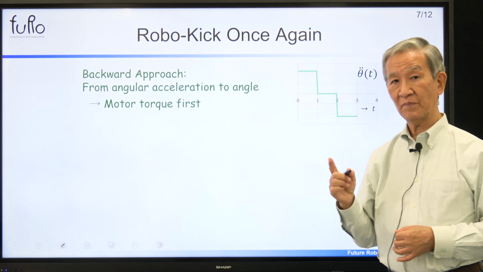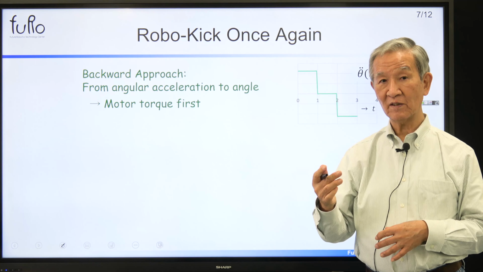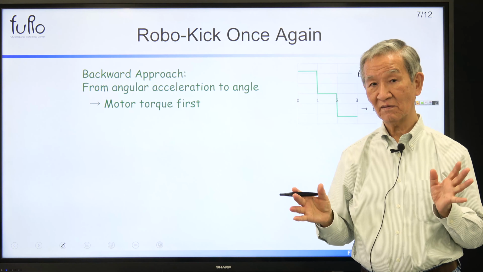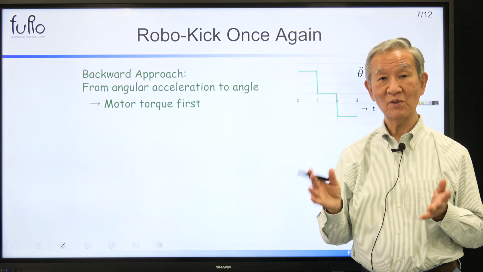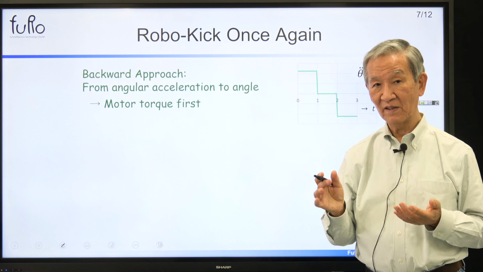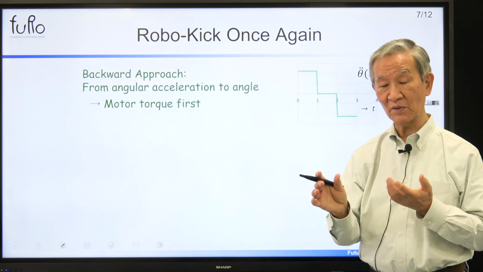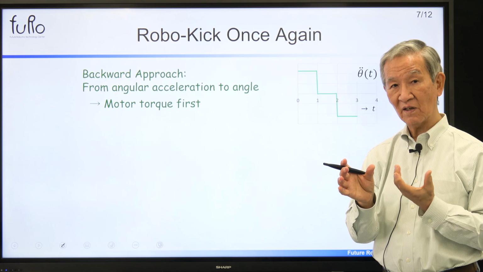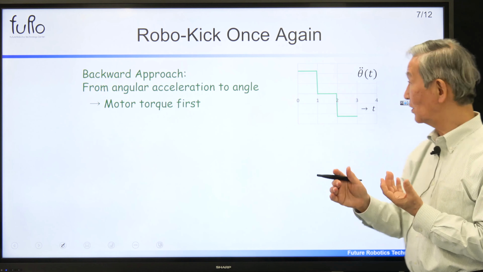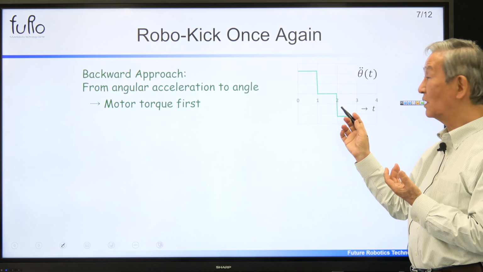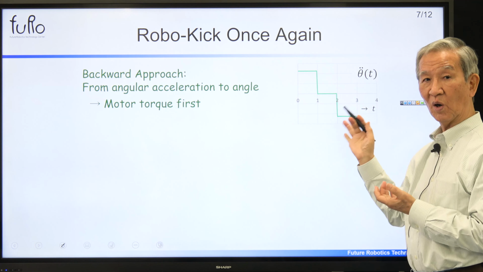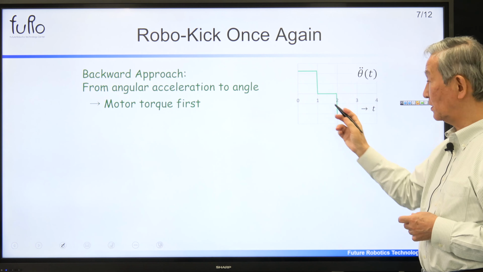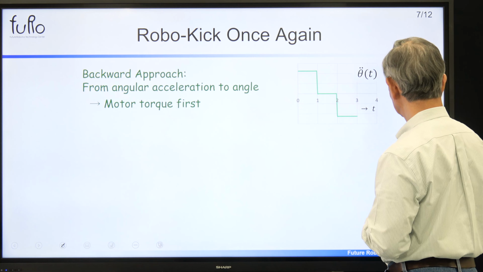Motor torque first. A long time ago, I told you that the motor torque and angular acceleration are proportional. Why? Newton's law. F is equal to ma. For the rotational case, torque is equal to moment of inertia I times the angular acceleration. So if you have angular acceleration like this one here, this is pretty much the shape of the torque history. So you can apply torque here, zero torque here, and some negative torque here. Okay?